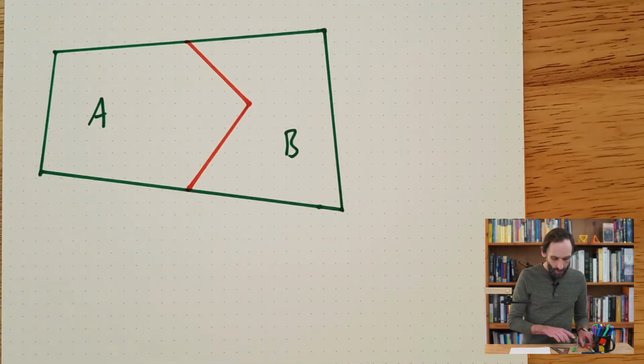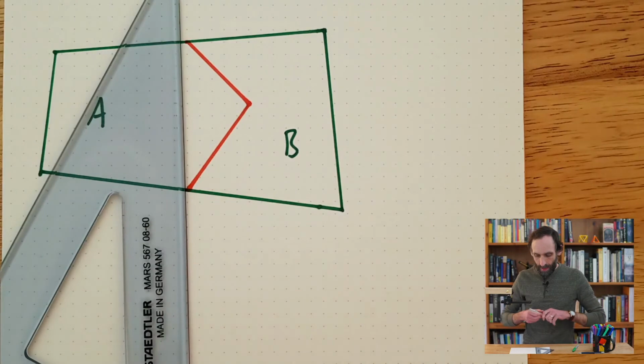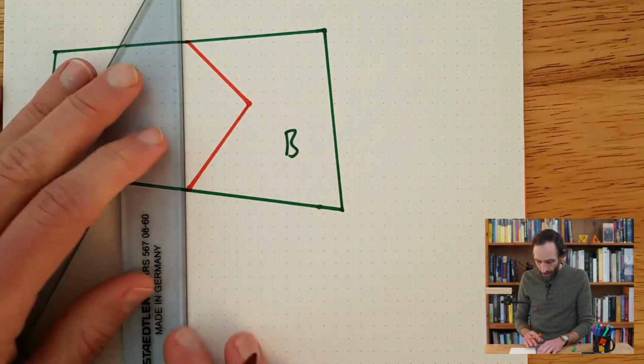So what you can do is you can just recognize that, well, wait a second, we can turn this into a triangle, right?